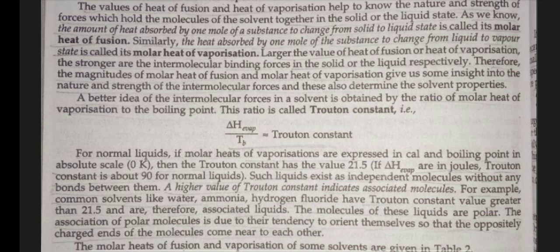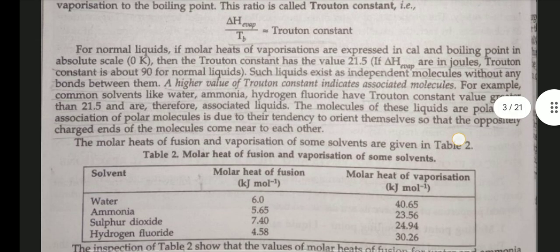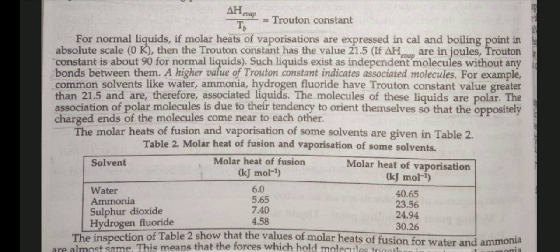A better idea of intermolecular forces in a solvent is obtained by the ratio of molar heat of vaporization to boiling point. The ratio is called Trouton's constant, that is, delta H evaporation upon delta Tb. For normal liquids, if molar heat of vaporization is expressed in calories and boiling point on the absolute scale, degrees Kelvin, then Trouton's constant has the value 21.5. Such liquids exist as independent molecules without any bond between them.